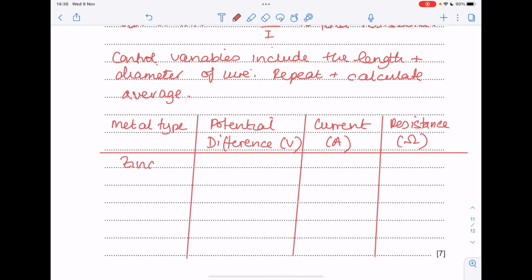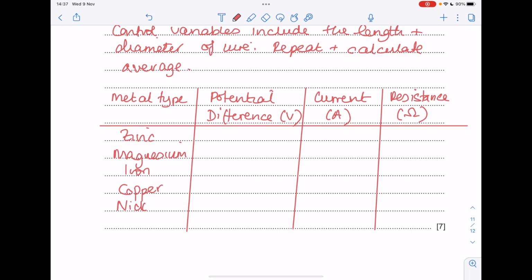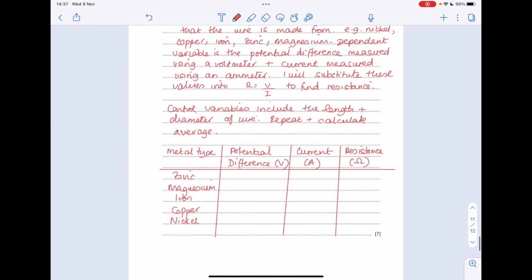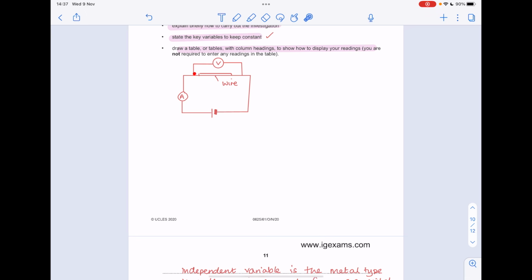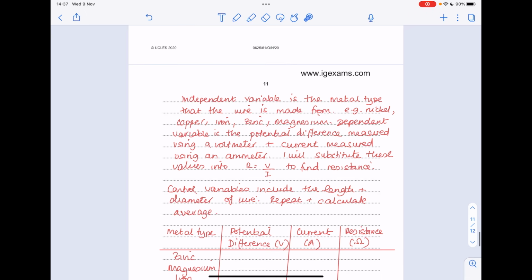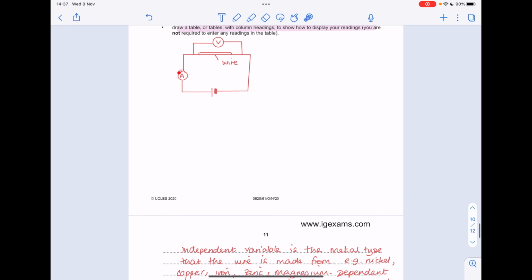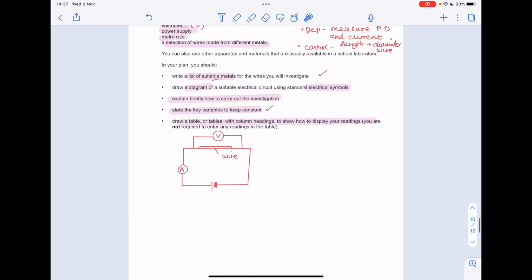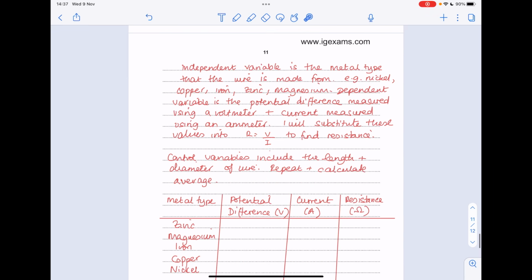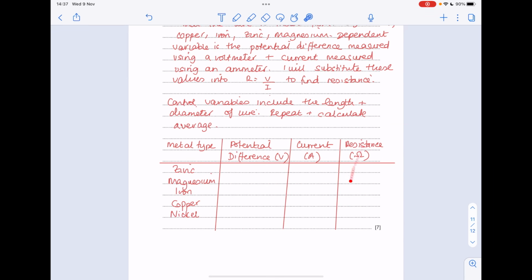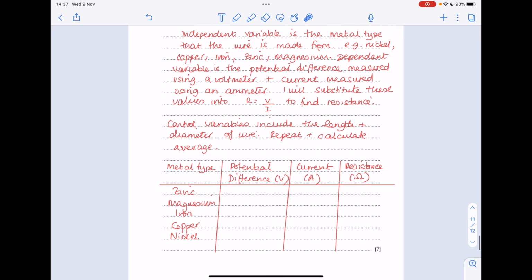So if we have zinc, we have magnesium, we have iron and copper, nickel. So just to reiterate what we're doing, we'll find the potential difference using this voltmeter, which has been added in parallel. We'll find the current using this ammeter added in series. Then we'll use this equation here to find out the resistance, which we can then input into this column. So I'm actually really pleased with that results table.